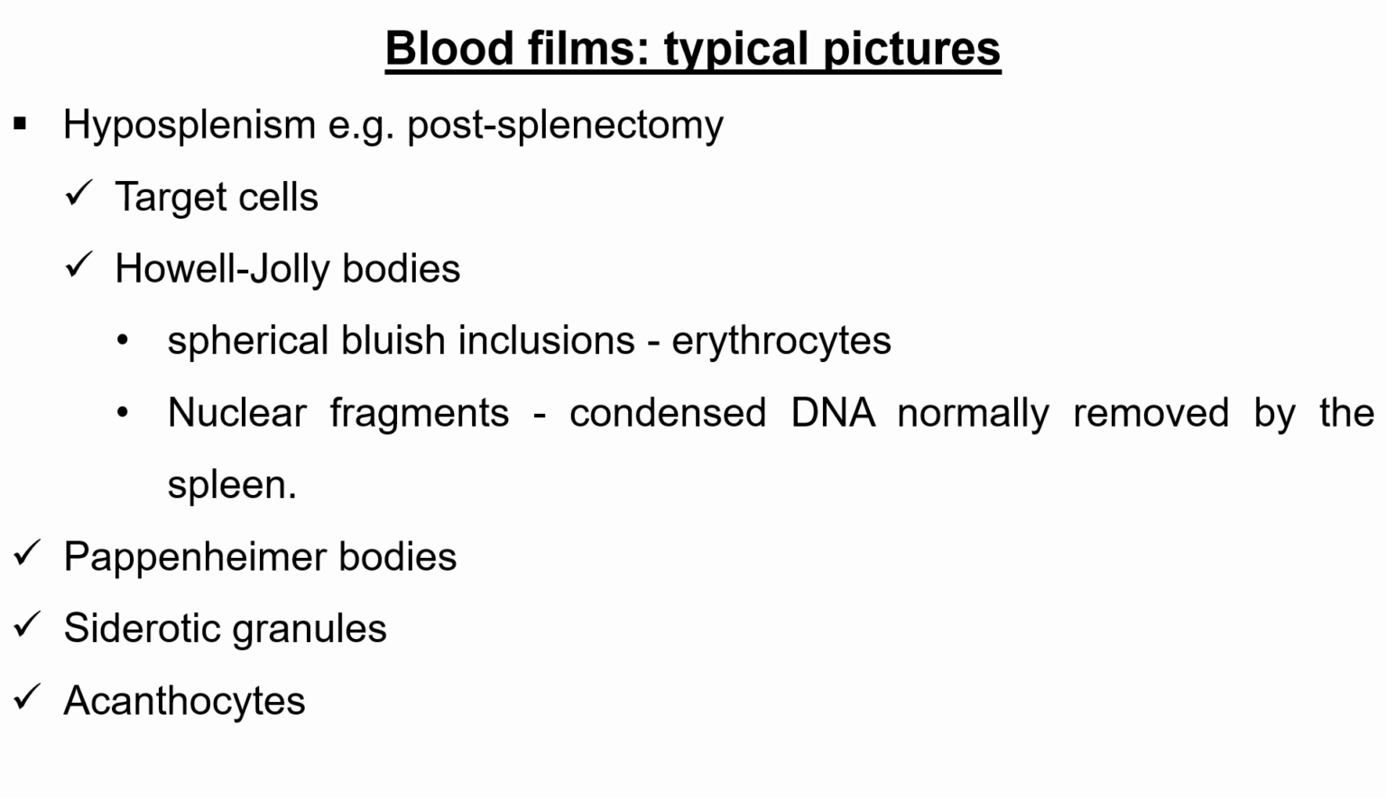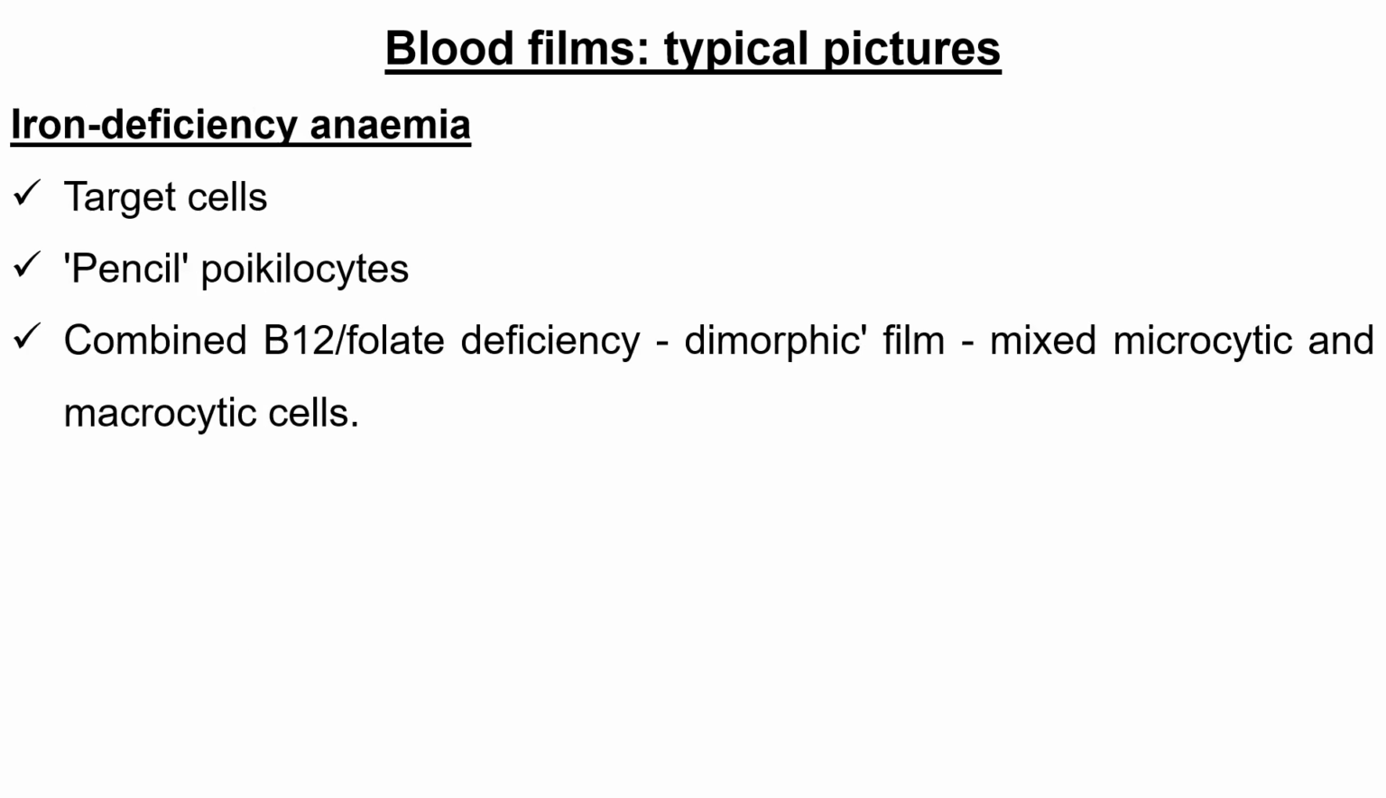So the typical pictures on the blood films are hyposplenism, which can occur post-splenectomy, and it presents with target cells and Howell-Jolly bodies. These are the spherical bluish inclusions within the erythrocytes. The nuclear fragments are the condensed DNA normally removed by the spleen. There can be Pappenheimer bodies, siderotic granules, and acanthocytes in patients with hyposplenism. Iron deficiency anemia presents with target cells and pencil poikilocytes.